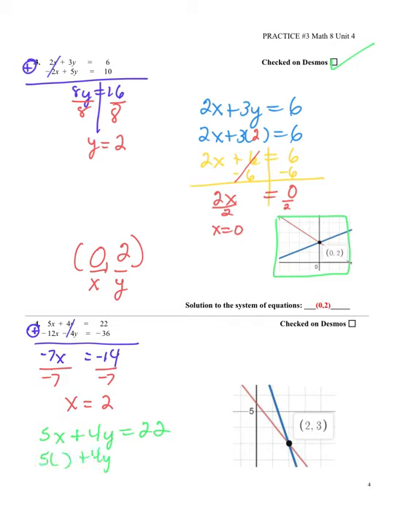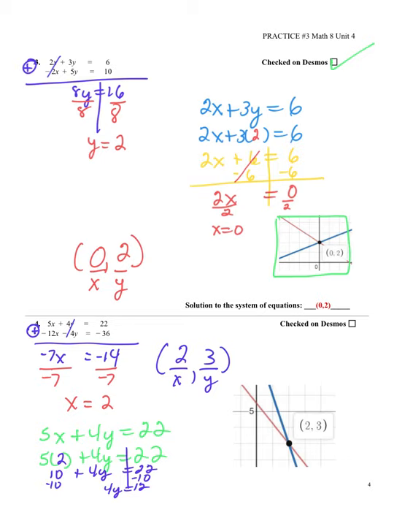5 times 2 plus 4y equals 22. So then you simplify the left. I'll have 10 plus 4y equals 22. Then you're going to subtract 10, and you have 4y is equal to 12. And when you divide by 4, you get y is equal to 3. So my solution, or my ordered pair, is (2, 3).